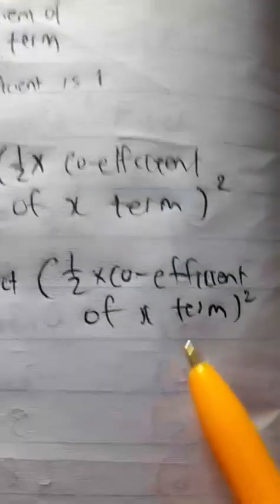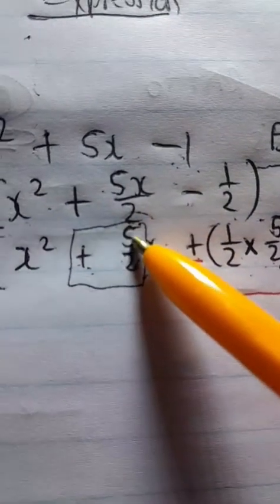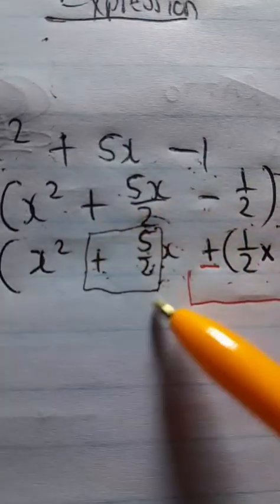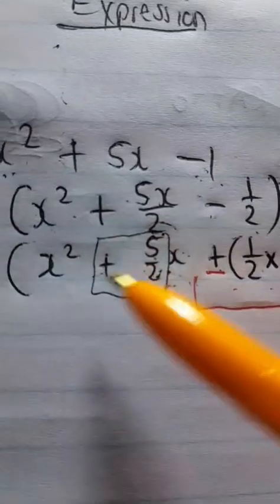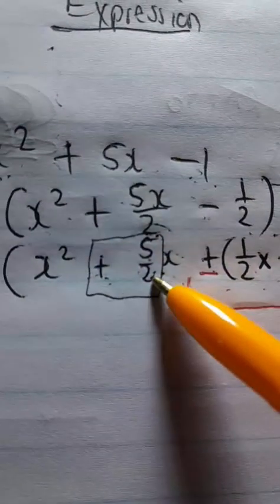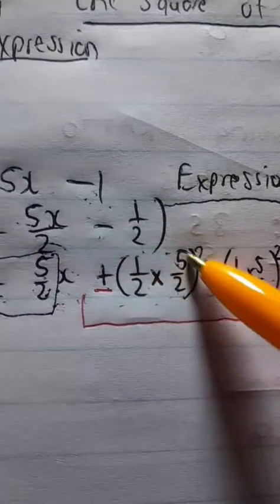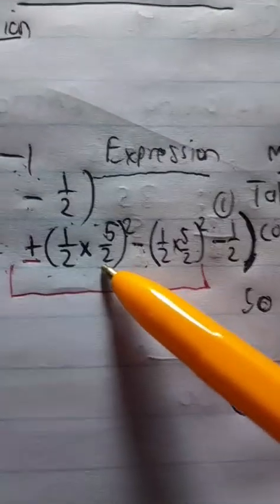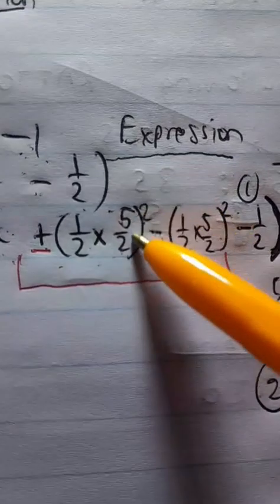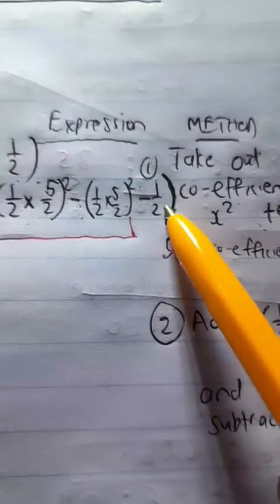This word coefficient, guys, it talks about the number before the variable. So the coefficient of x is 5 over 2, and it's positive 5 over 2. If this coefficient of x was negative, we'd multiply by negative 5 over 2. But since it's positive, we multiply by positive 5 over 2, and then we square it. But we don't only add half of that thing squared, we also subtract half of the coefficient of the x term squared, which we have done right there. Then obviously the minus half followed, so we write minus half.